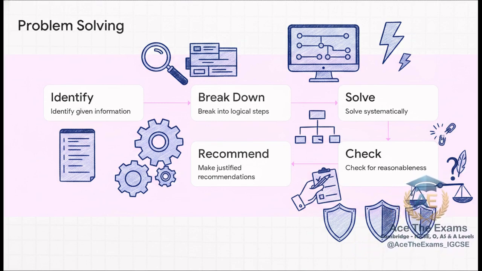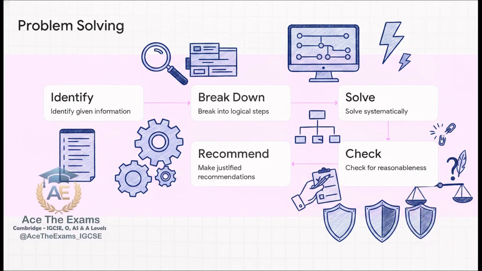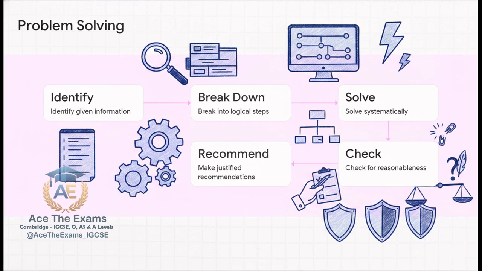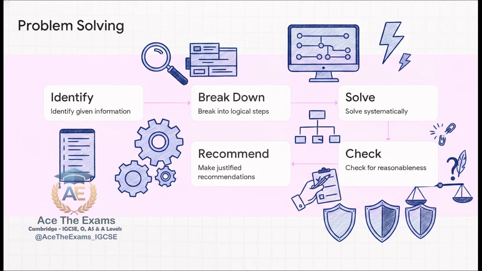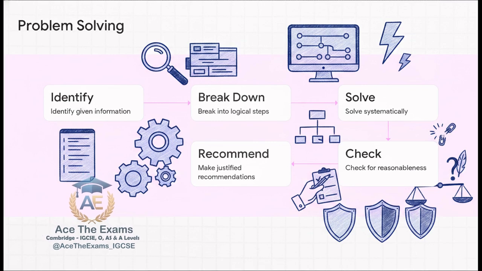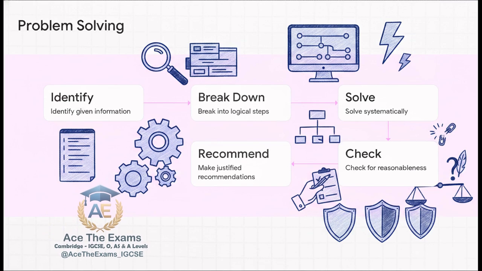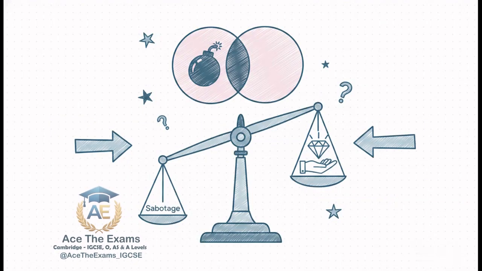A systematic, justified recommendation would instead suggest implementing strict network segmentation, enforcing mandatory multi-factor authentication, and utilizing endpoint detection and response systems. This mitigates the espionage threat while allowing business operations to continue. Always, always check your recommendations against reality. Let's hit Challenge 3, speed writing.